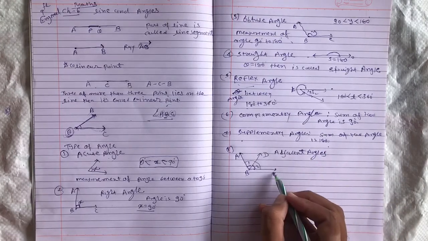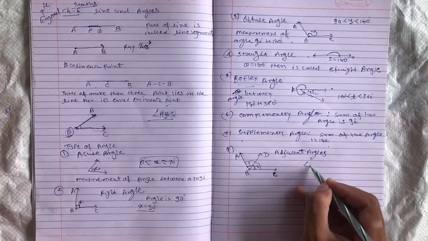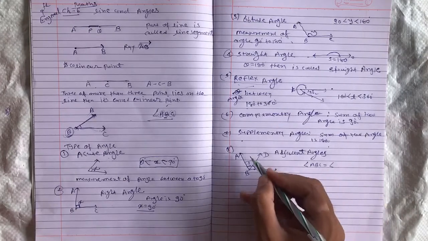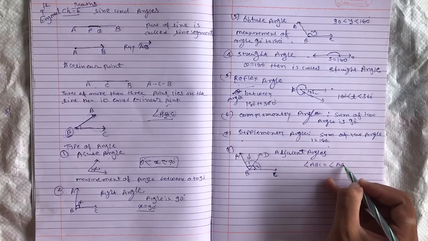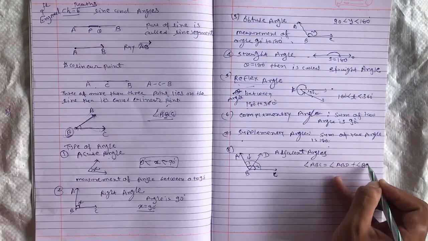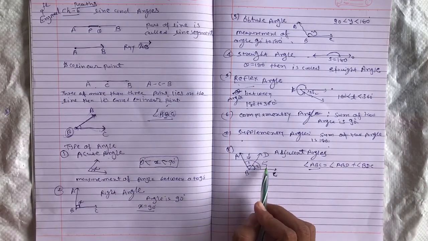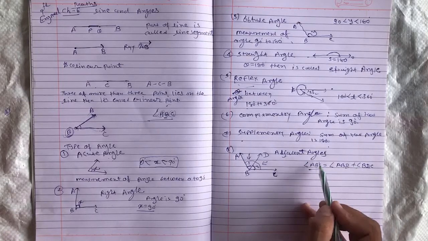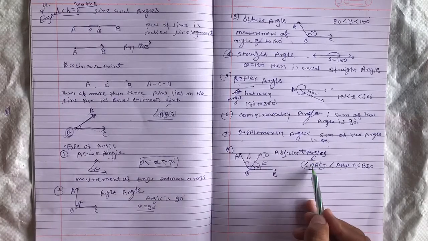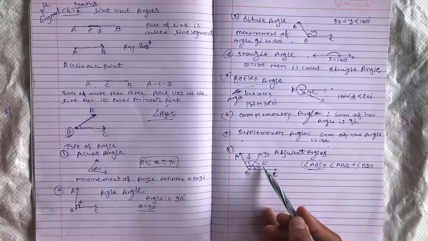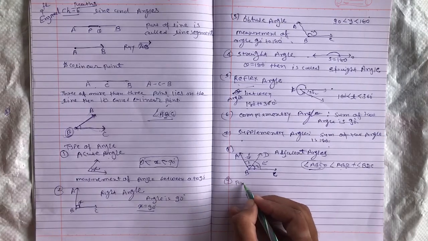The addition of two angles gives the whole angle. It means angle ABC is equal to the addition of the first part and the second part. The first part is ABD plus the second part BDC. So the value of ABC is the addition of this part and this part, and these two angles are known as adjacent angles of ABC. So adjacent angles mean two angles that add up to the whole angle.